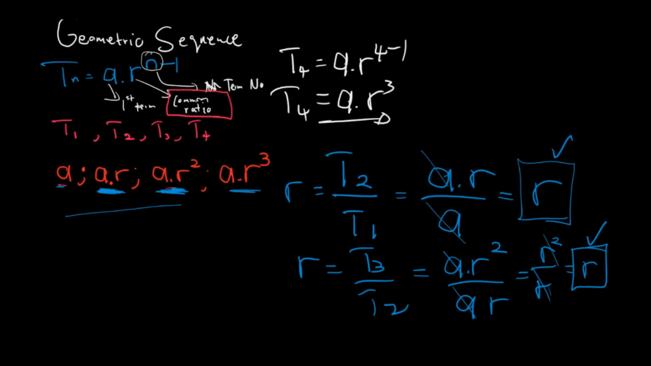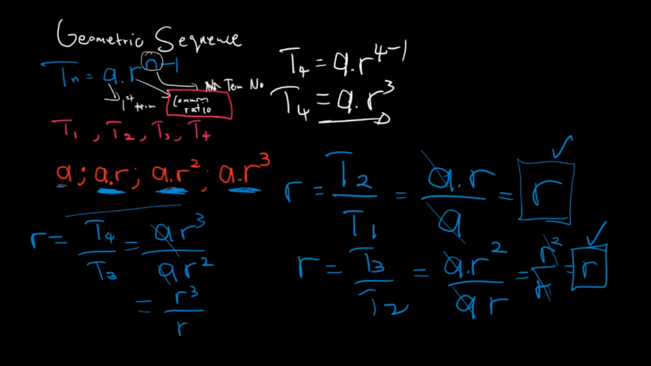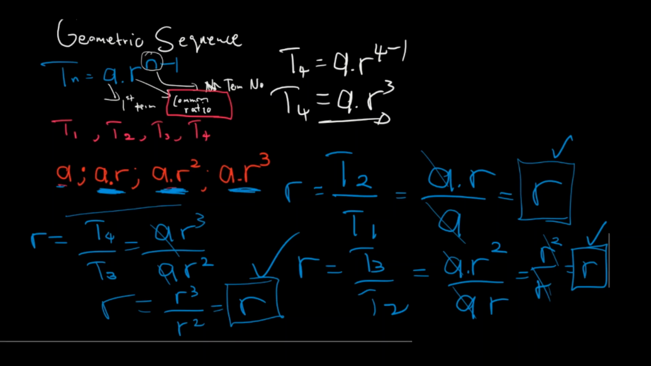Let's try term number 4 divided by term number 3. But as I said, when you find the common ratio, you only need the first 3 terms. Term number 4 divided by term number 3 is a r to the power 3 divided by a r to the power of 2. The a divides out, and we remain with r to the power 3 divided by r to the power 2, which gives us r. So this is the common ratio for this sequence. Because we found the common ratio, this sequence is a geometric sequence. That is how we identify a geometric sequence.